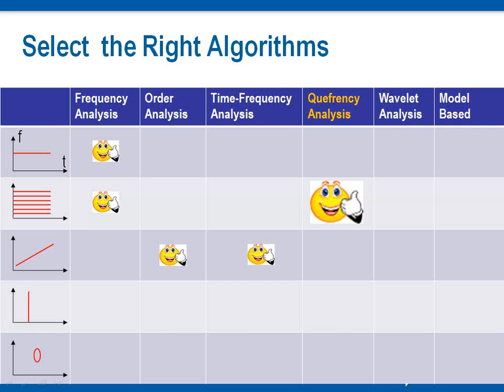Here are the highlights of cepstrum analysis. Cepstrum analysis is good for deconvolution. Applications include RPM detection and echo detection. It is also good for detecting harmonics.